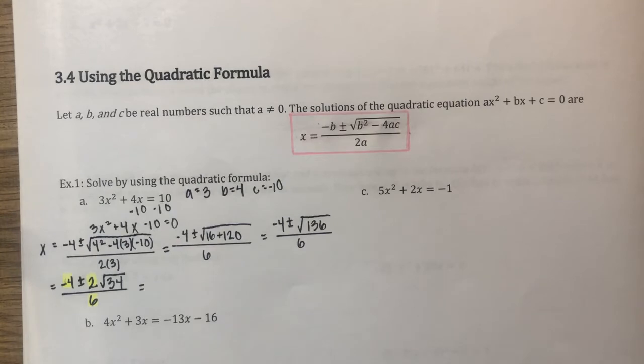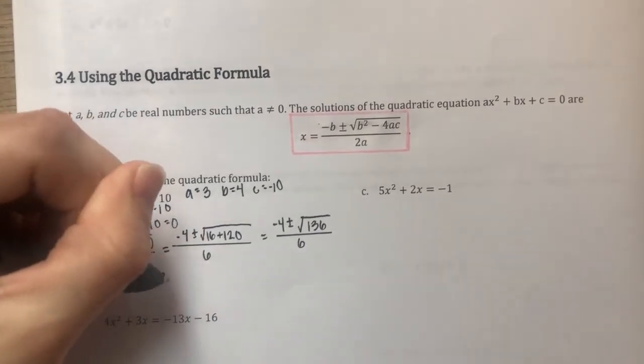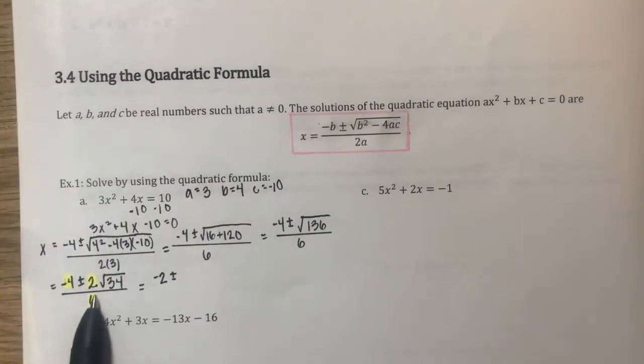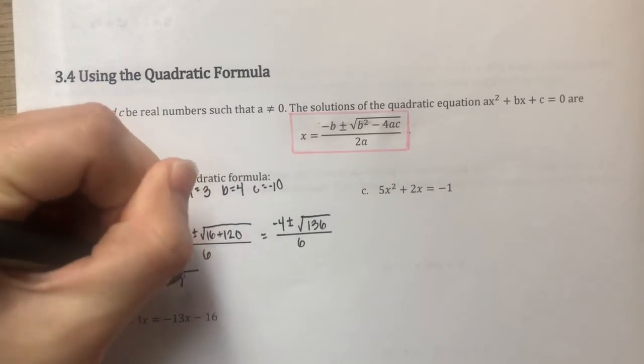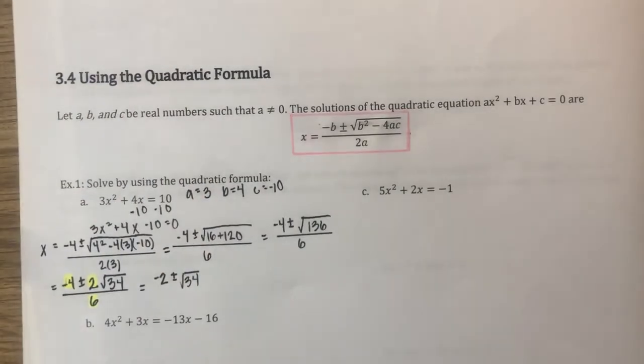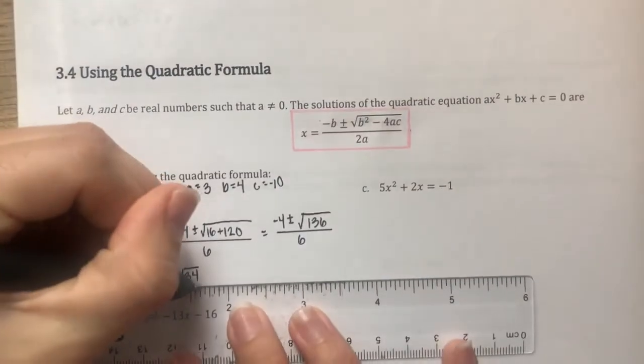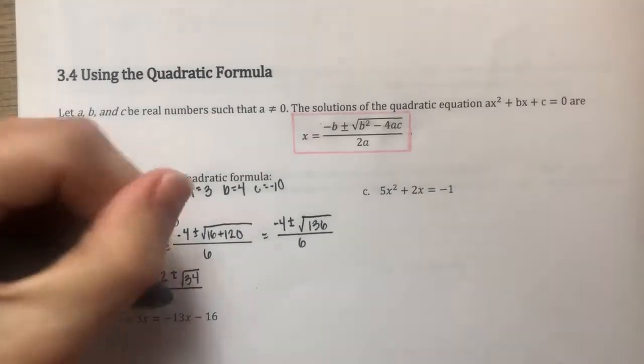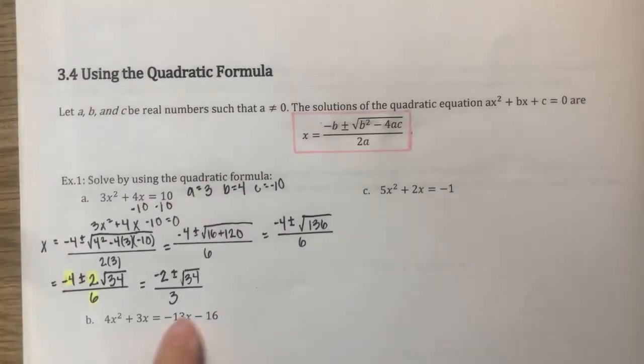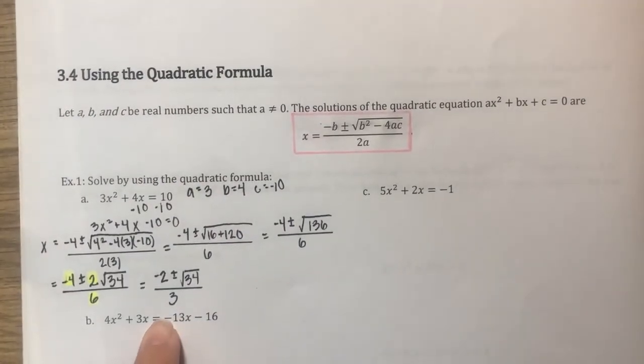It's not simplified. So if I divide the 2 out, negative 4 divided by 2 is negative 2, plus or minus 2 divided by 2 is just 1. So I can write the 1, or I could just leave it alone, kind of like writing 1x instead of just x, or x instead of just 1x. And then over 6 divided by 2, so 3. So this would be your final simplified answer.